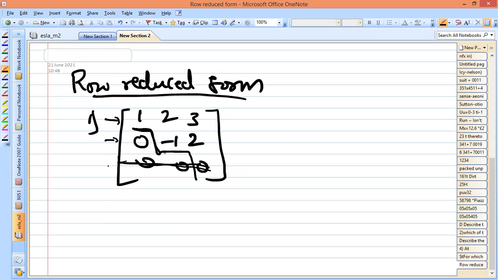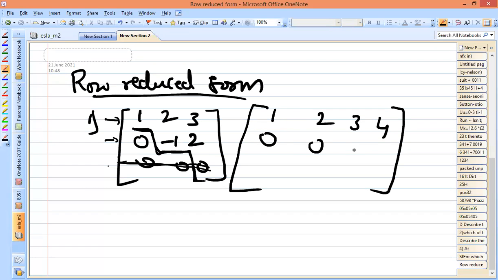When you draw a line like this, it should be like a staircase form. So we have to look into two concepts. One is that it should have rows of zeros at the bottom, and also it should have the staircase pattern of the first non-zero entry in each row. For example, I'll take one more matrix to show what is not a row echelon form: 1, 2, 3, 4, and 0, 0, 1, 2, and then 0, 0, 1, 0, and 0, 0, 0, 2.